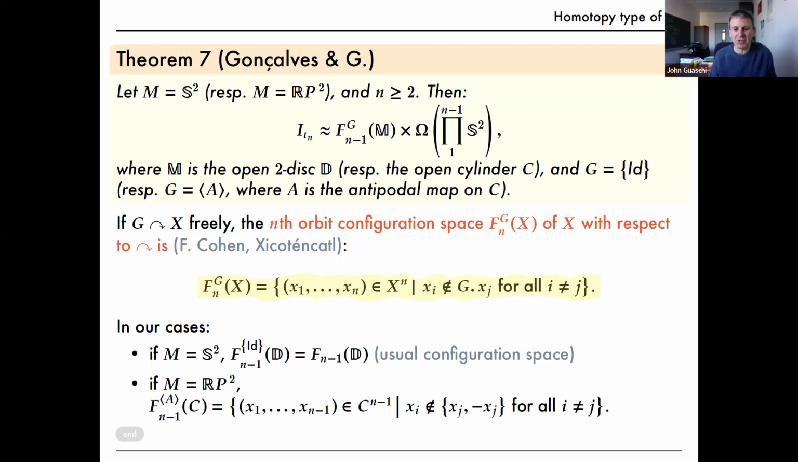And obviously, if G is not the identity, then you get things that are more complicated. So this is what we just said. And so if you apply this definition in the case of the theorem for RP2, then the space is this. And so you want each point, each xi to be different from xj, and also the antipodal point of xj. So this gives some kind of generalization of the usual configuration spaces.